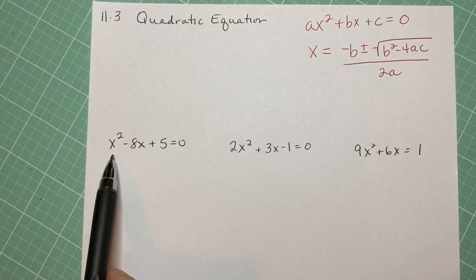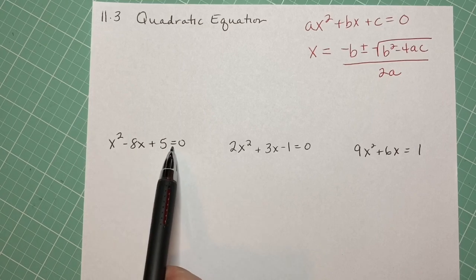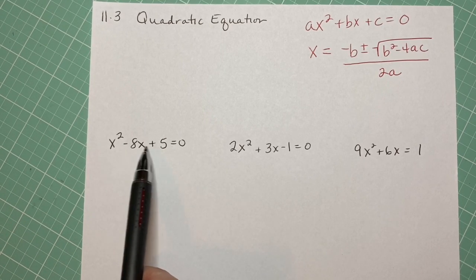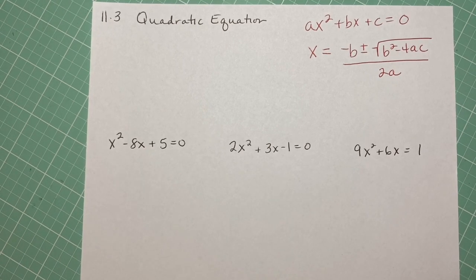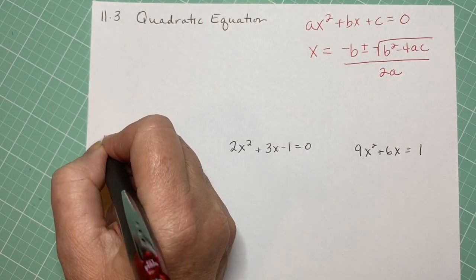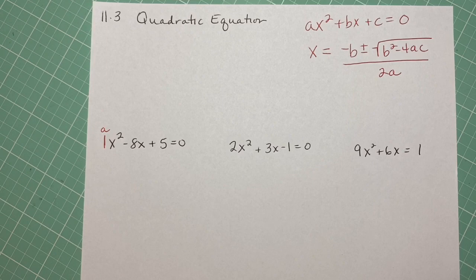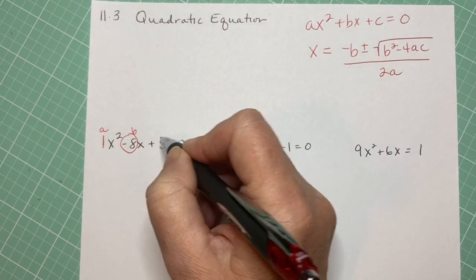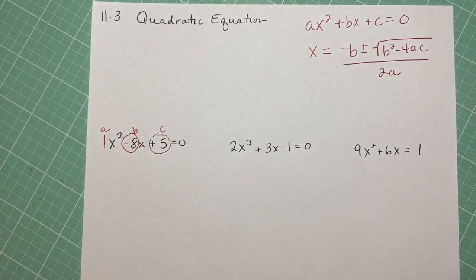So let's look at this first one. You first check, is it equal to 0? It's in descending order, x squared, x, number. If that's the case, the number in front of the x squared is your a. This one doesn't have a number, so if it doesn't have one, it's a 1. The one next to the x is your b, and then positive 5 is your c, including the sign. So be sure that you include those signs. So a is 1, b is negative 8, and c is positive 5.